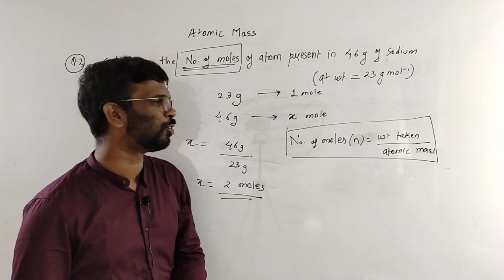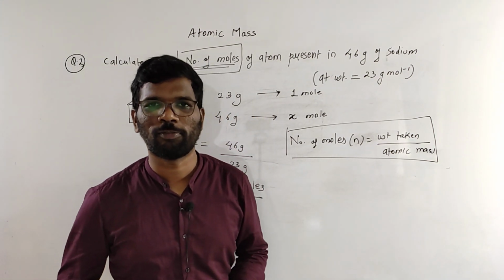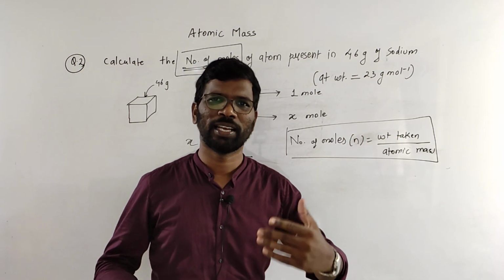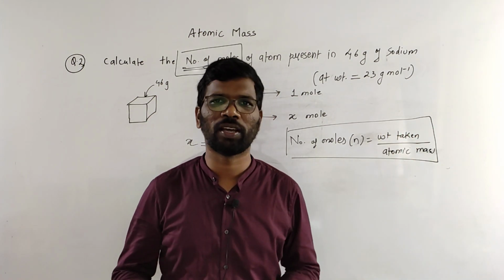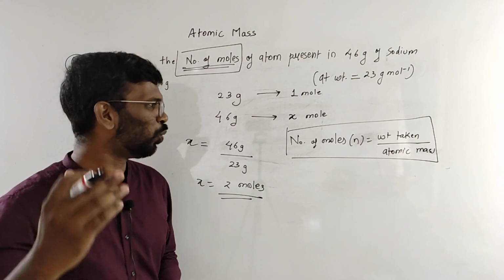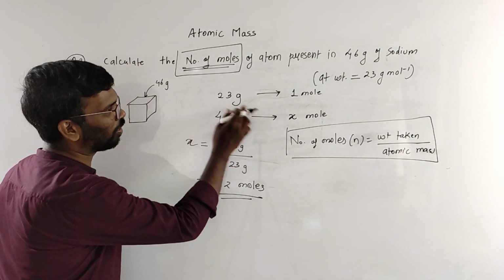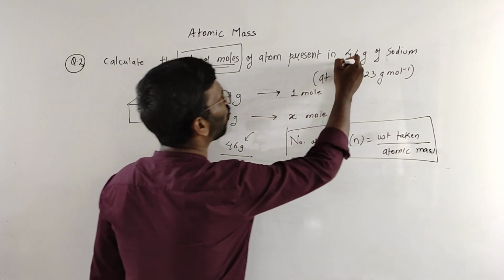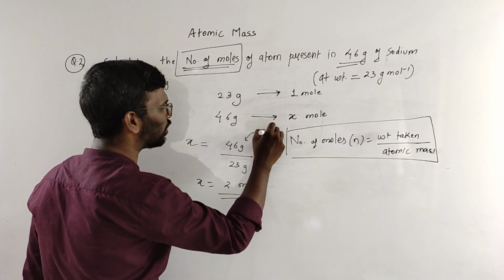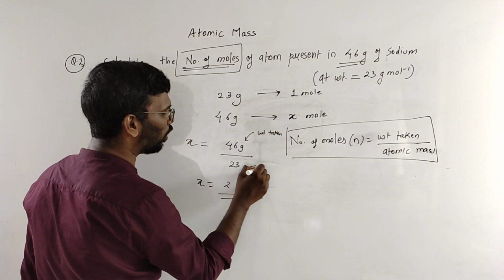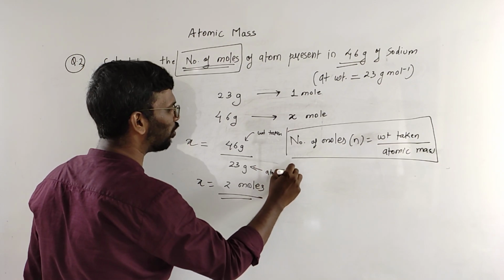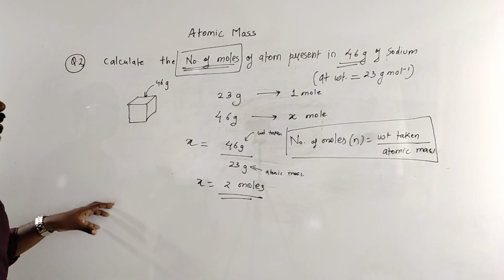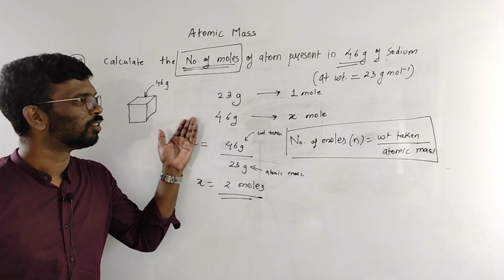Many times students get confused when they go into the examination hall to find the number of moles. Sometimes they take it as weight taken upon atomic mass, or sometimes they make a mistake by saying atomic mass upon weight taken. A lot of confusions are there. But you can see that finally, after cross multiplication, I said 46 by 23. So 46 is what? It is the weight taken, right? The weight which is supplied to you, and this is the atomic mass. Is it not fitting into the formula? Yes. So this is the thing.